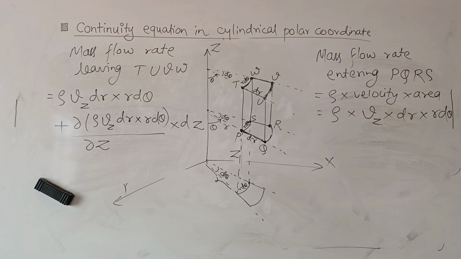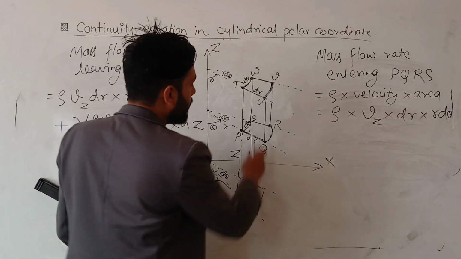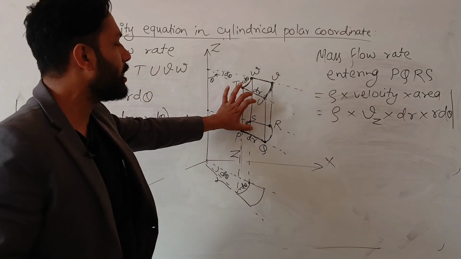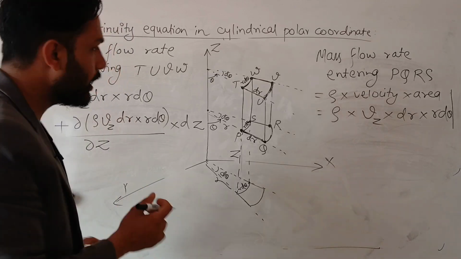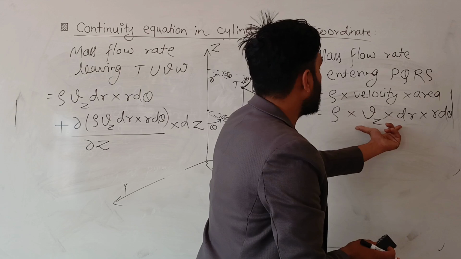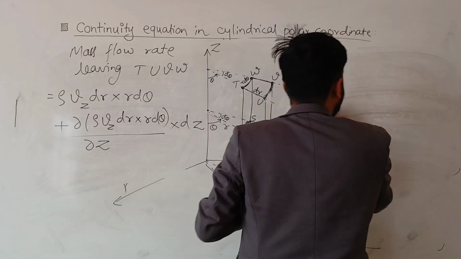So now let's find out the net mass flow rate remained in the parallelepiped, okay? This is mass flow rate entering, this is mass flow rate leaving. If you subtract this, you will get the mass flow rate remained inside the parallelepiped, okay? So let's subtract this and this, okay?